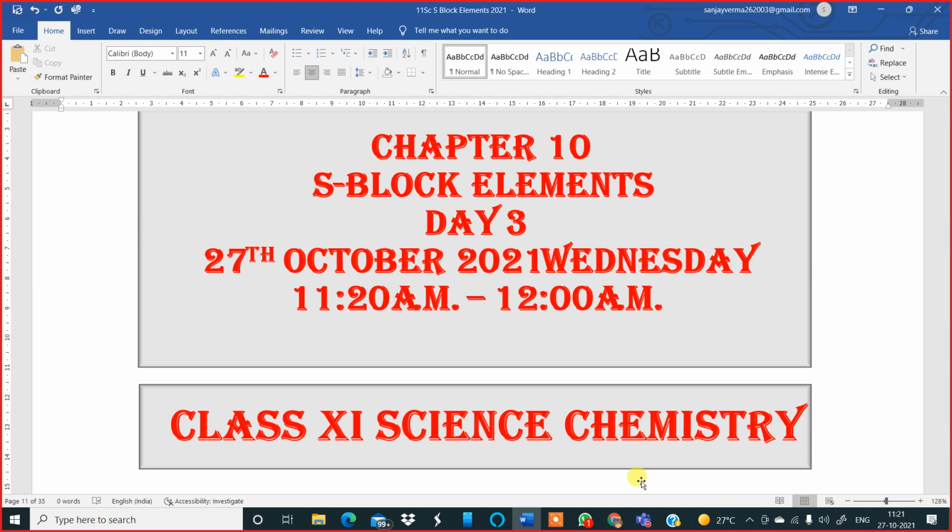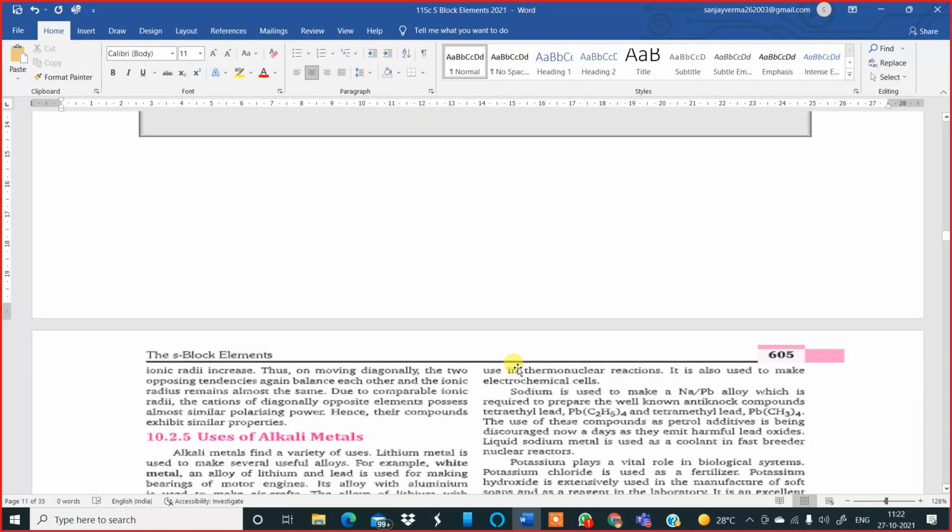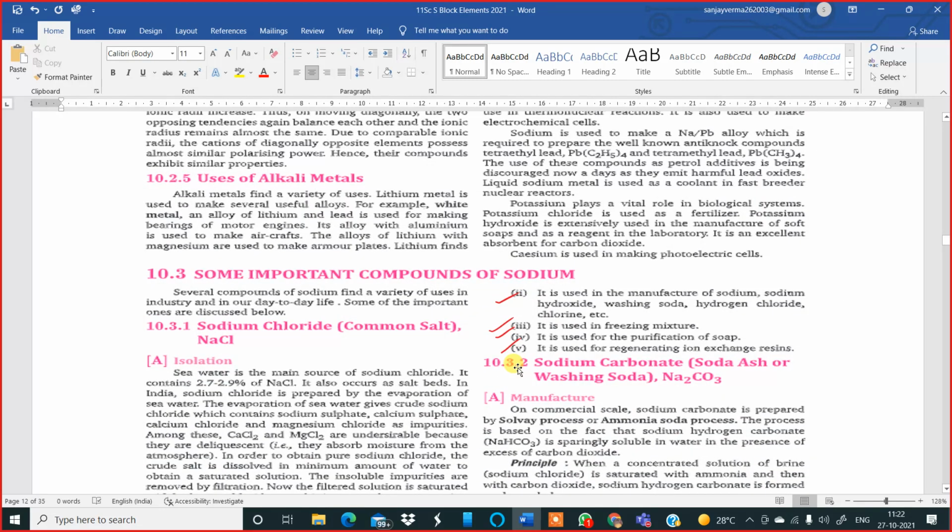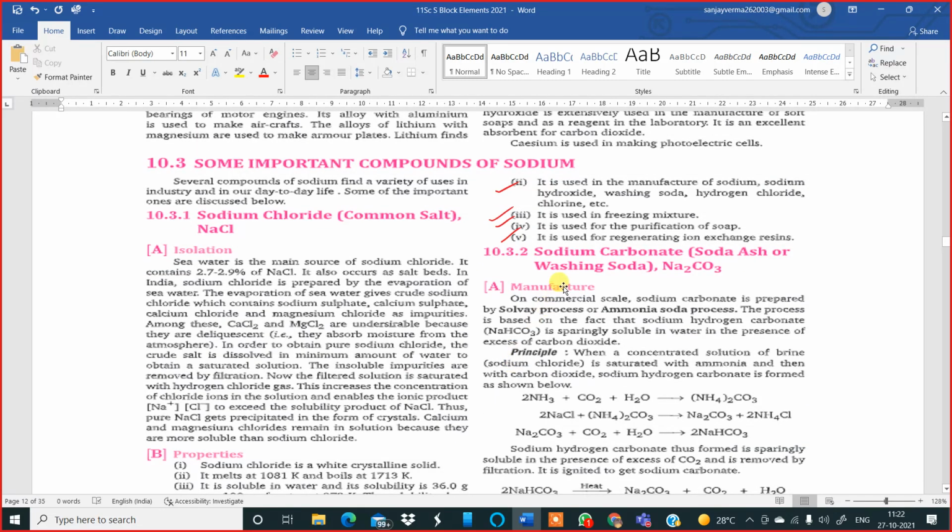This is chapter 10, and in the previous class, I was talking about group 1 compounds like sodium hydroxide, sodium chloride, their uses, the principle of preparation by the Castner-Kellner cell. Today I'm going to proceed further in this chapter and discuss quickly with you with regard to sodium carbonate.